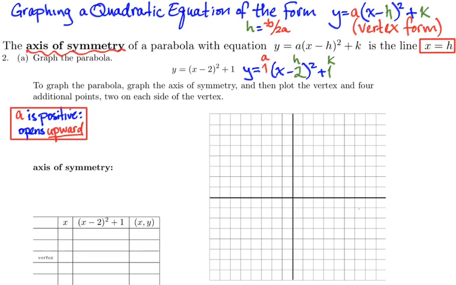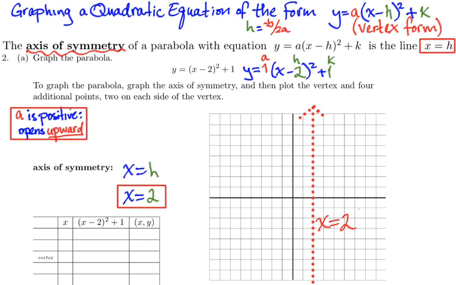So now let's see what the axis of symmetry is. The equation is going to be x equals h, and in our case, h is 2. So the equation is x equals 2, and that's the vertical line at x equals 2. It looks like that. So that also tells us the x-coordinate of our vertex. So that's the first point we're going to find when we fill in this table.